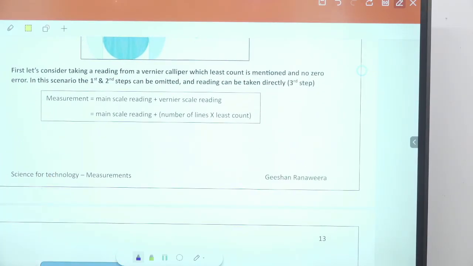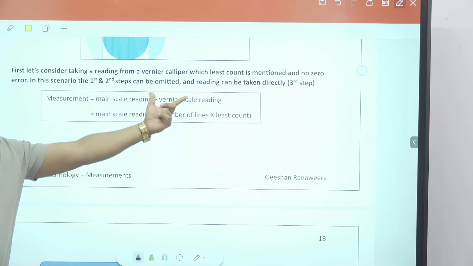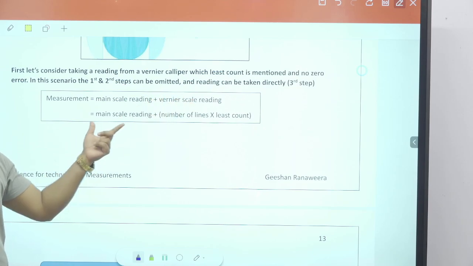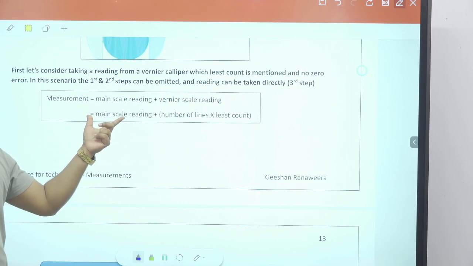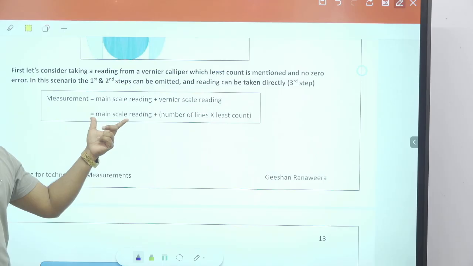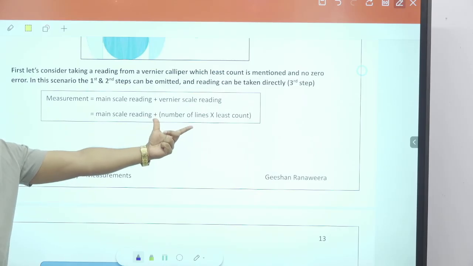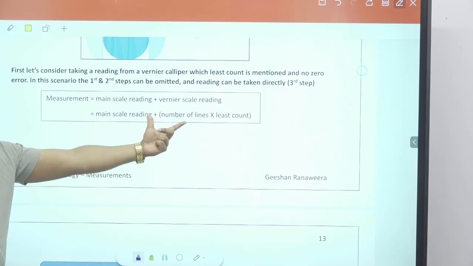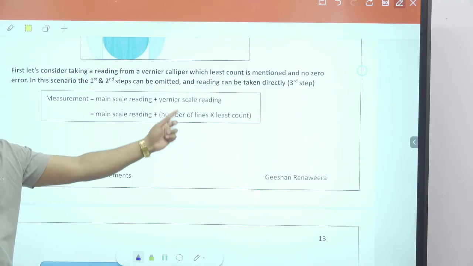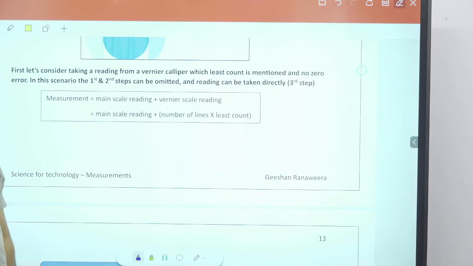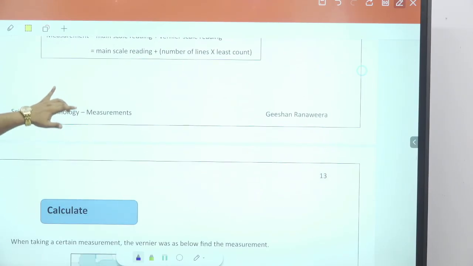Now this is the formula. How do you take it? Main scale reading plus vernier scale reading, and the main scale reading is the main scale value just before the vernier 0, and the vernier scale reading is LC into VSR, the least count into the vernier scale reading, right?